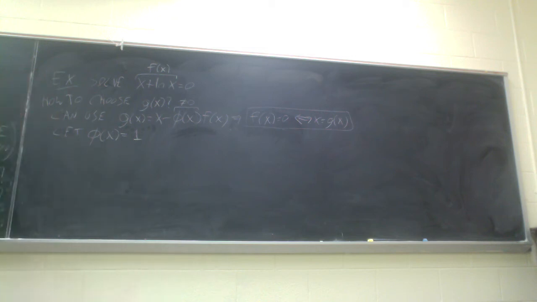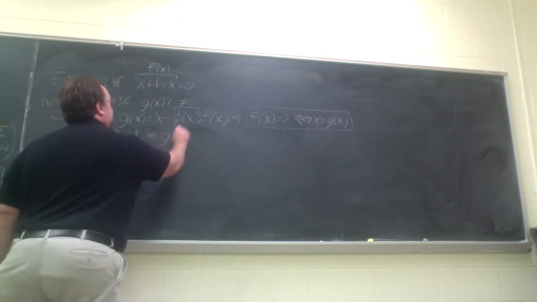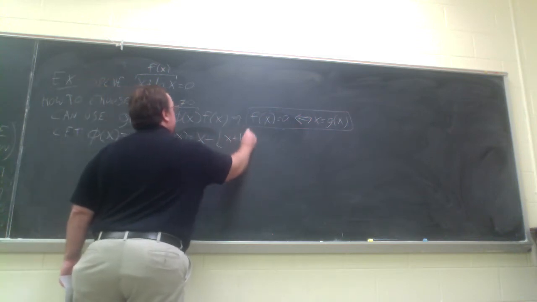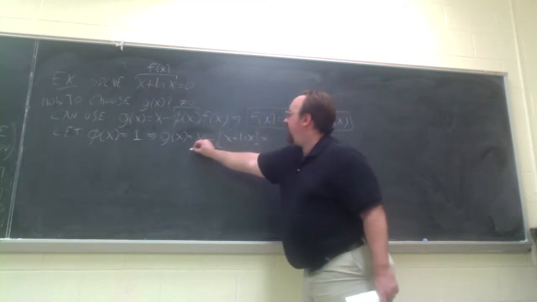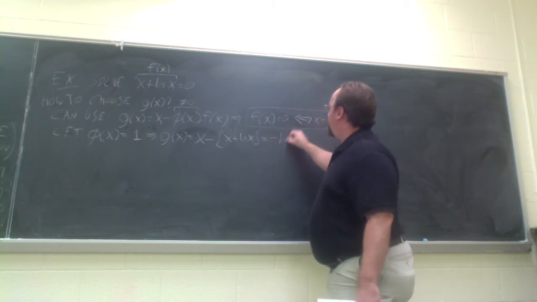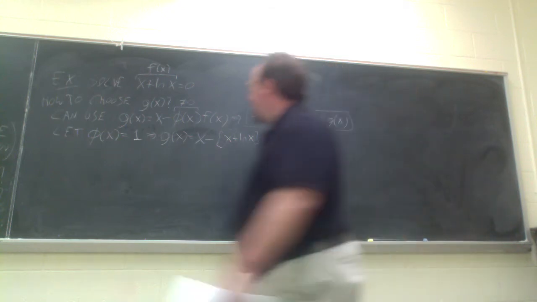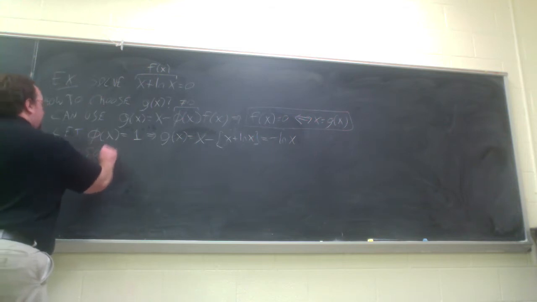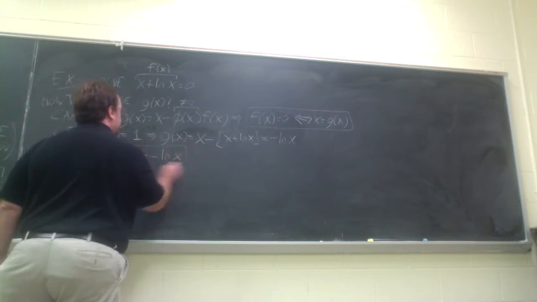Let's let phi of x equal 1. You can't get a simpler non-zero function than that. So that means that g of x is equal to x minus f of x, which is x plus natural log of x. And the x's will cancel, and you're left with minus natural log of x. Now we're going to solve x equals minus natural log of x.